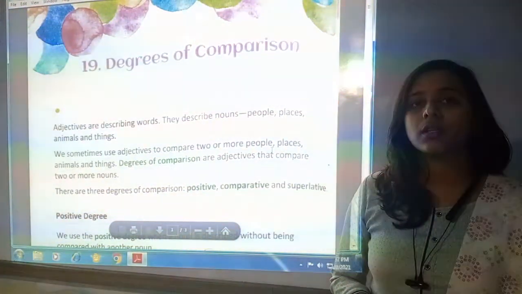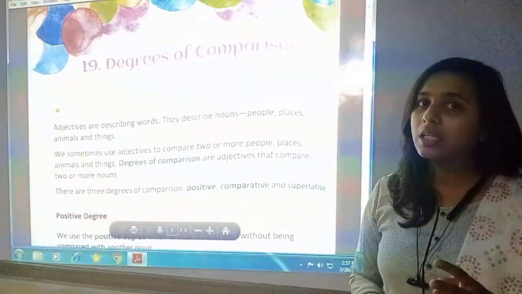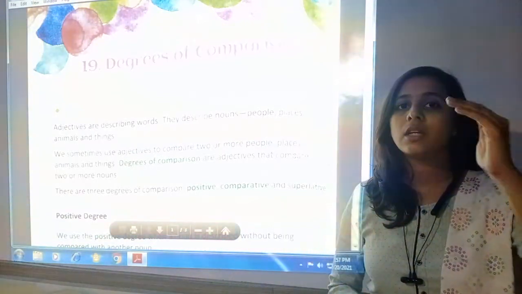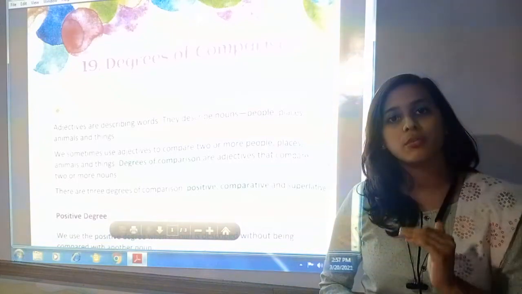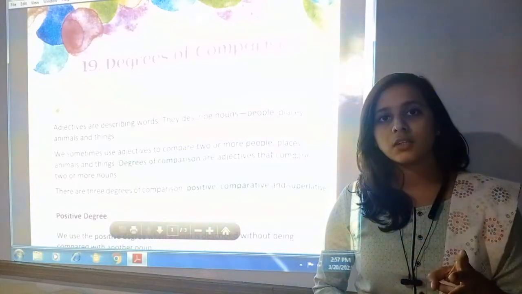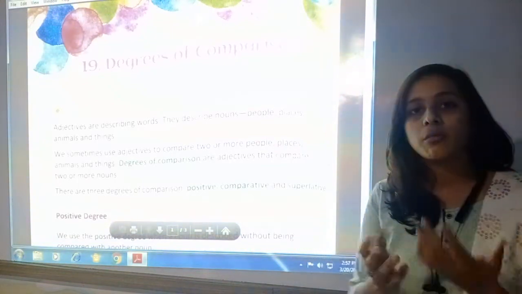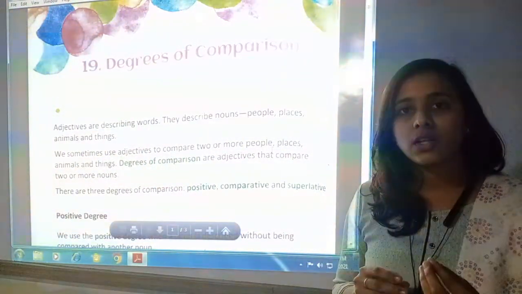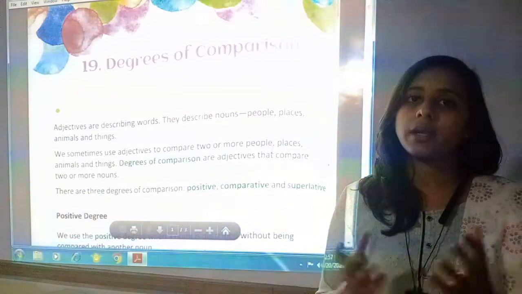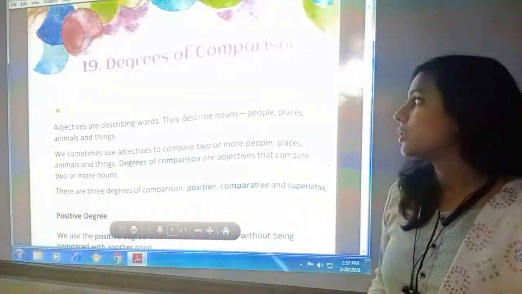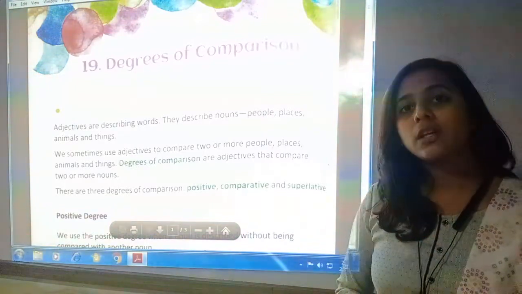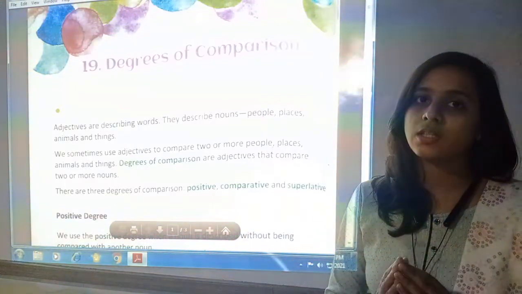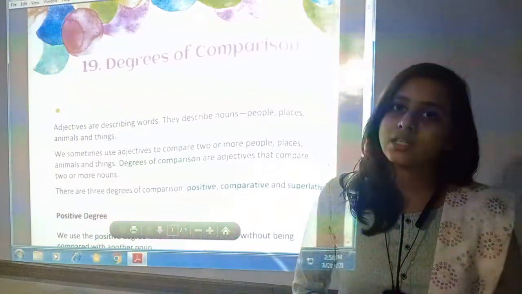Now in this chapter we are going to see the 3 degrees of comparison, that is superlative, comparative and positive. These 3 degrees are used to compare 2 or more things, and their adjectives, their qualities, are compared with each other. So about these 3 degrees and about the comparison of adjectives we are going to study in this chapter in detail. So let us begin now.